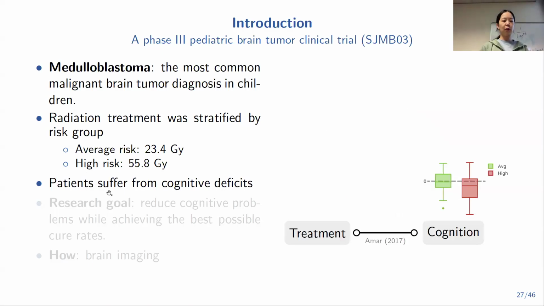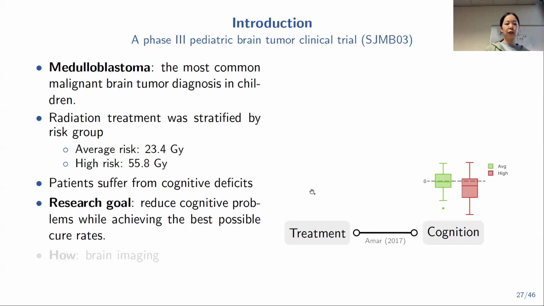It makes sense because those children are really young. Some of them are less than 5 years old. So they will suffer from cognitive deficits. That's because their brain is still developing, but radiation therapy can really affect the development of their brain. So we can see that usually the high-risk kids have a lower cognitive outcome than the average risk group children.